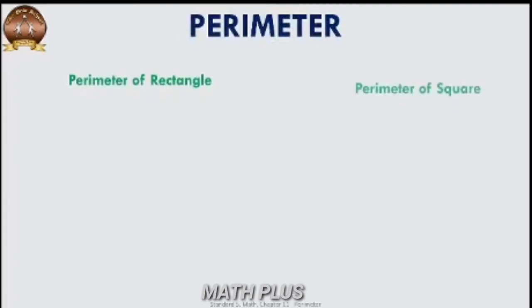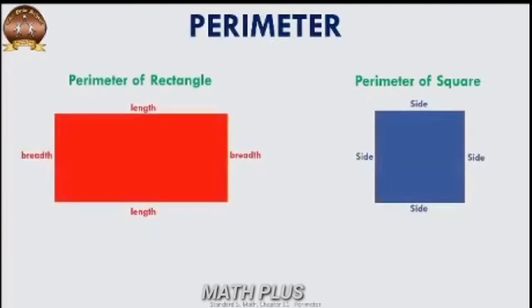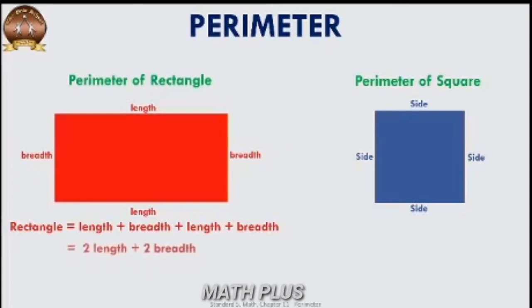Now how to find the perimeter of a rectangle and the perimeter of a square? In a rectangle, we start from this length, move along, then add the breadth, then this length, and then this breadth. When we talk about the perimeter of a square, we add all the sides of the square. But we are deriving the formulas of perimeter of rectangle and perimeter of square here. So 2 times length plus 2 times breadth. Why 2 times? Because length is coming 2 times and breadth is coming 2 times.